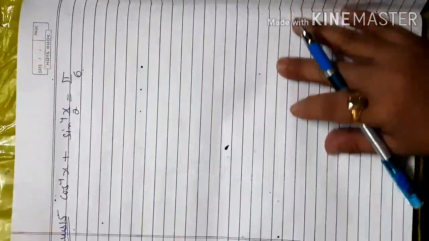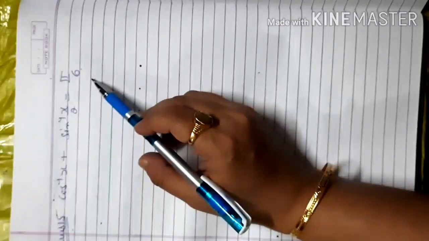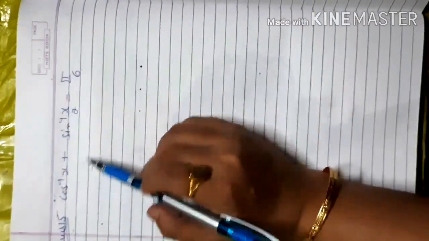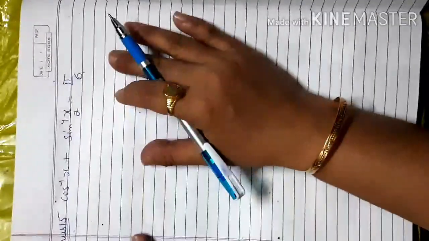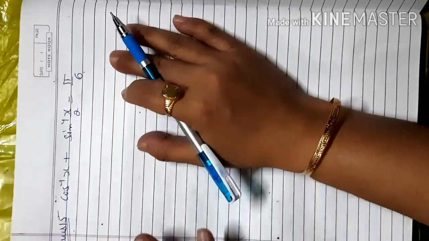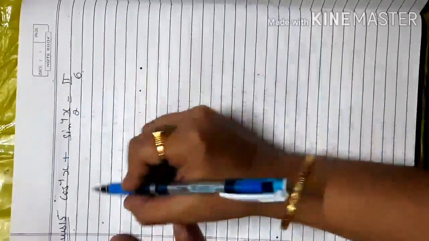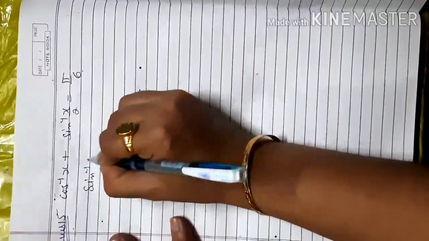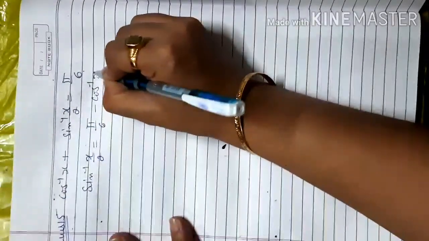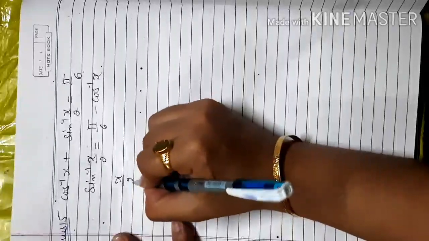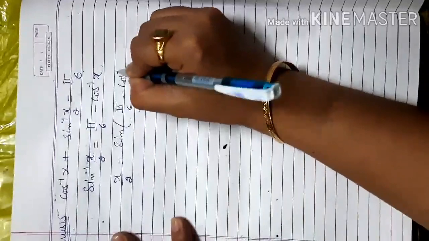The next question is your 15th question. This is cos inverse x plus sine inverse x by 2 is equal to pi by 6. Here I have to find the x value. I am not going to prove, I have to find the x value. For finding the x value, I shift all the terms one by one to the other side. First I try to shift cos inverse to this side. So sine inverse x by 2 is equal to pi by 6 minus cos inverse x. Now when sine is shifted to the other side, that is sine of (pi by 6 minus cos inverse x).